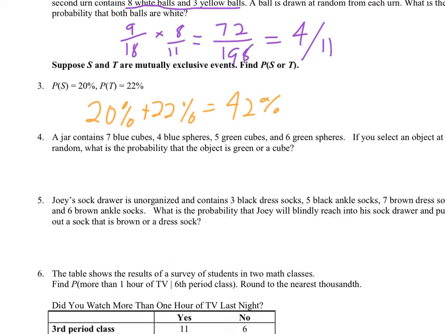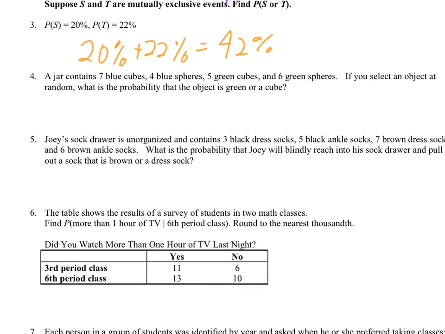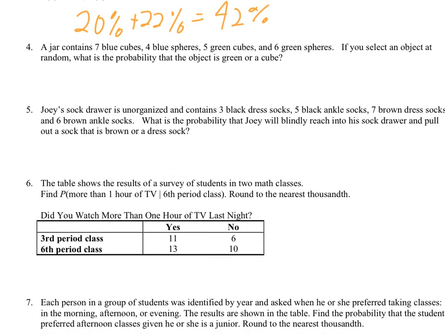Number 4, a jar contains 7 blue cubes, 4 blue spheres, 5 green cubes, and 6 green spheres. If you select an object at random, what is the probability that the object is green or a cube? So we've got 22 items altogether. If you look at the ones that are green, we've got 11 green out of 22, so that's half, but I might leave it as 11 out of 22.